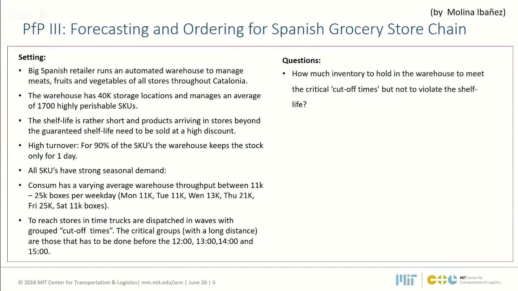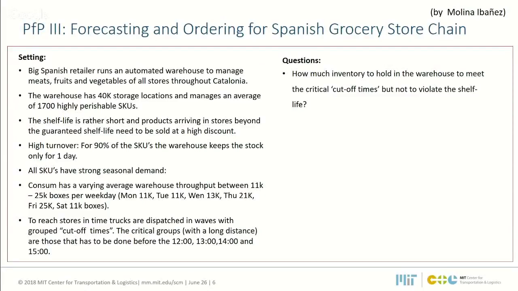Yeah. So this is by Molina Ibanez, and it's talking about forecasting ordering for a Spanish grocery store chain. They are operating for the whole state of Catalonia in Spain, and they have an automated warehouse to manage all the meats, fruits, and vegetables that are dispatched to different locations. They have 40,000 storage locations in that facility and around 1,700 highly perishable SKUs that go through that warehouse.